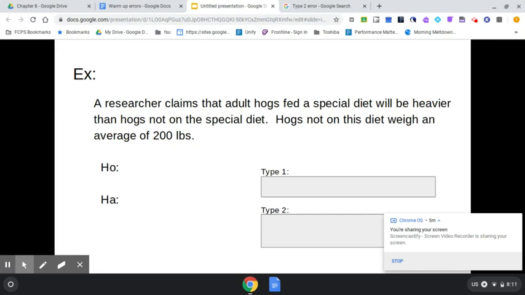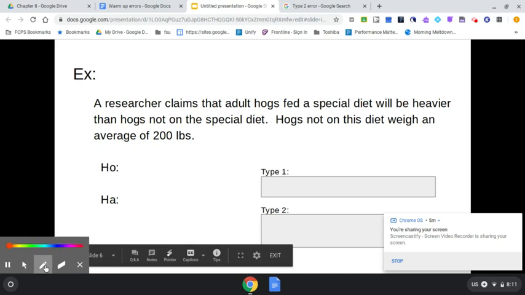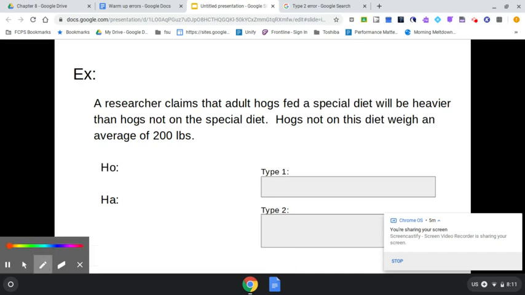A researcher claims that adult hogs fed a special diet will be heavier than hogs not on the special diet. Hogs not on this diet weigh an average of 200 pounds. Okay, so our null hypothesis in this case would be mu equals 200. So if the diet makes no difference, we expect the hogs to weigh 200 pounds. If the diet does work, we expect that this diet will make the hogs heavier, so greater than 200.